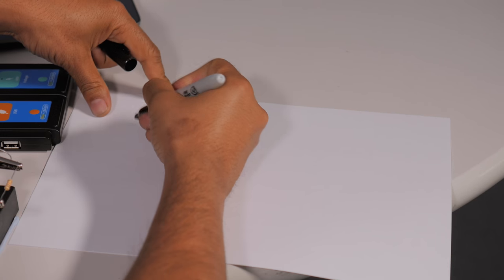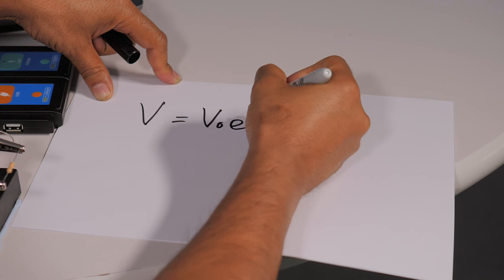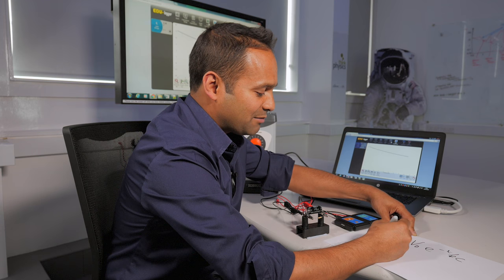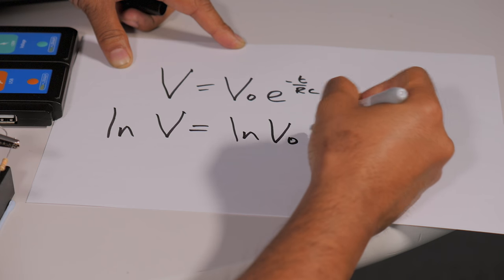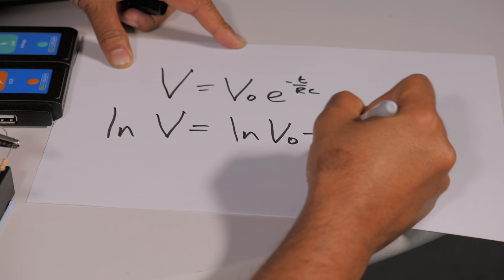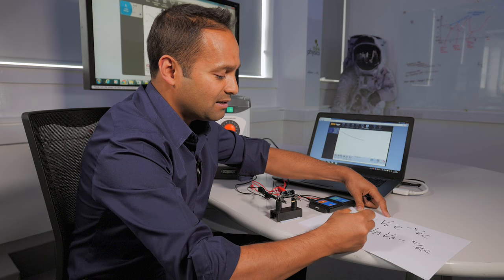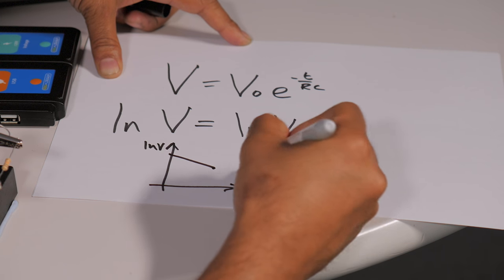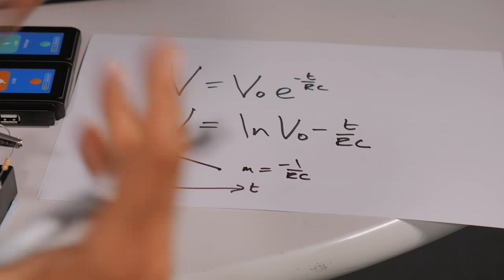So the voltage varies with time according to the equation V equals V naught e to the minus t over RC. If we take natural logarithms of both sides, we get ln V equals ln V naught minus t over RC. And this is a straight line equation, which means that if I plot ln V against t, I get a straight line with a negative gradient. And in fact, the gradient is equal to minus 1 over RC.